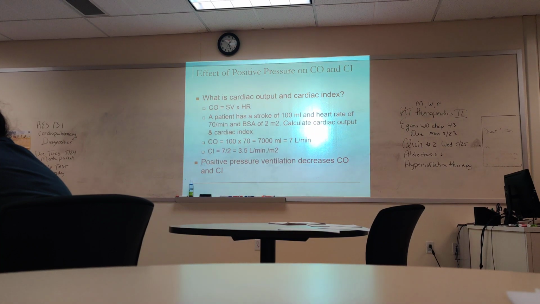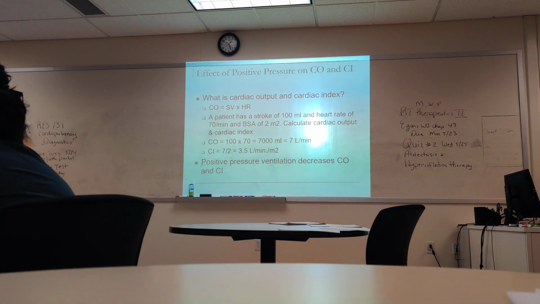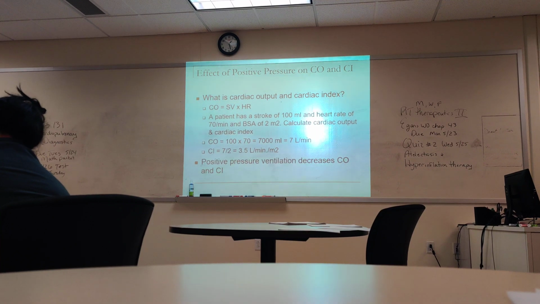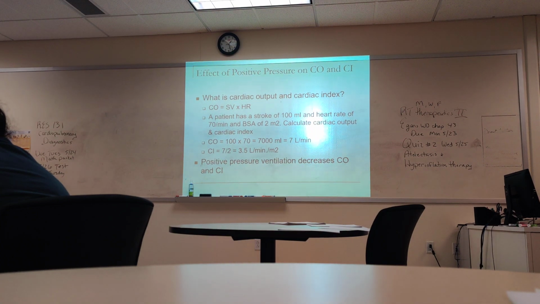Okay? So let's do this problem here. It says a patient has a stroke volume of 100 milliliters, a heart rate of 70, and a body surface area of 2 meters squared. Calculate cardiac output and cardiac index. So right here, I take my stroke volume multiplied by the heart rate, then that will give me 7,000 milliliters. Then I divide by 1,000, that will give me 7 liters per minute. So that's normal cardiac output. And then to calculate the cardiac index, I divide the cardiac output by the body surface area, which is 2 meters squared, and that will give me 3.5. Anytime something is indexed, basically it means that you're dividing by your body surface area. Any questions about that?